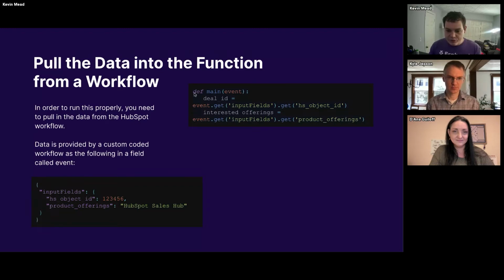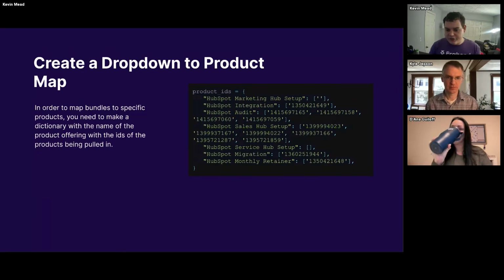So what we need to do is define a main function inside of that custom code action, and pull this information in. Typically, it's done in this dictionary, and we just need to run code that pulls this information in and stores it in the Python script. From there, we're going to need to make a dictionary of how these offerings map out to specific products. In this case, you can just focus on this HubSpot Sales Hub setup, and here are the 7 product IDs that I want to add onto this deal when I select it.